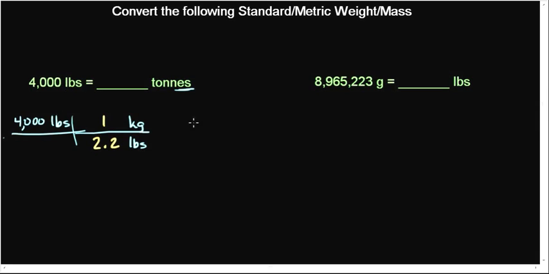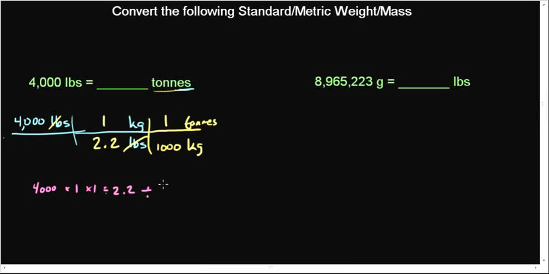If we do this conversion, that will cancel out pounds. I'm left in kilograms, but I want to be in long tons. So I need another conversion that goes from kilograms to long tons, and this is 1,000 kilograms per 1 long ton. To do these conversions, you just multiply straight across the top, divide straight across the bottom. So I'm going to take 4,000 times 1 times 1 divided by 2.2 divided by 1,000. If you put this directly into a calculator that does order of operations, you will get the answer.